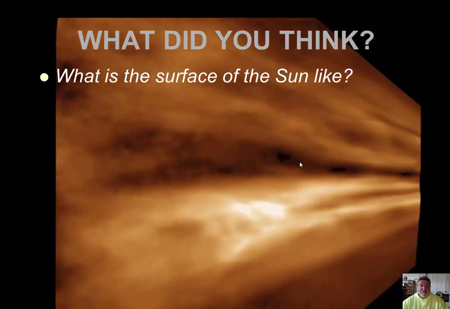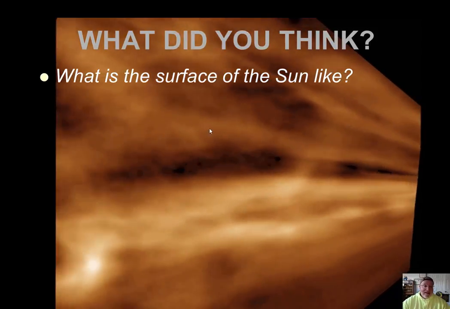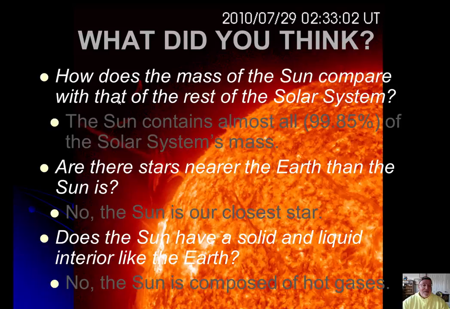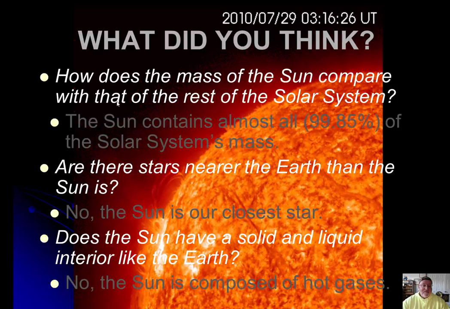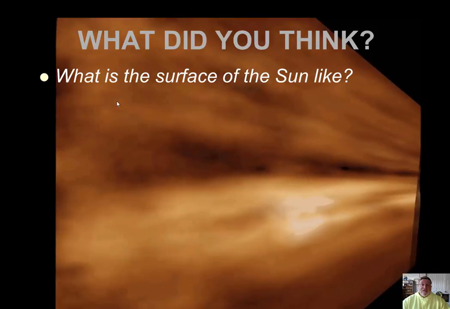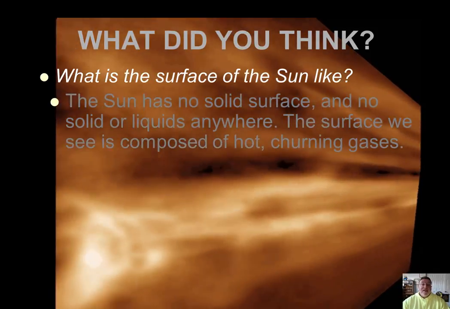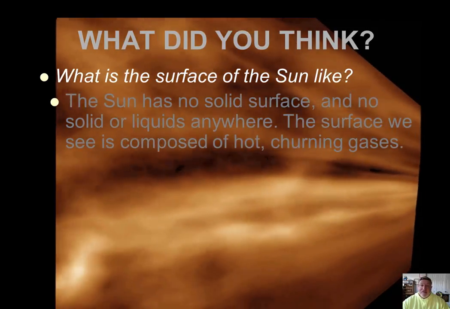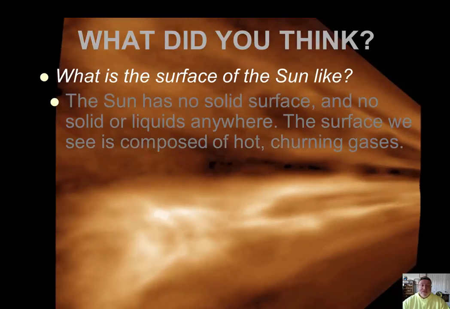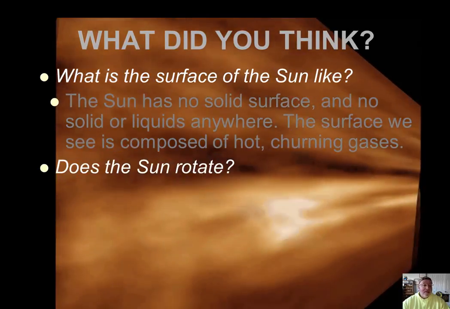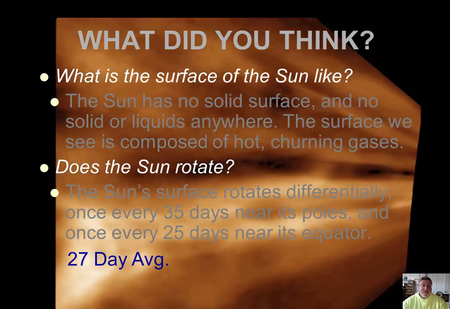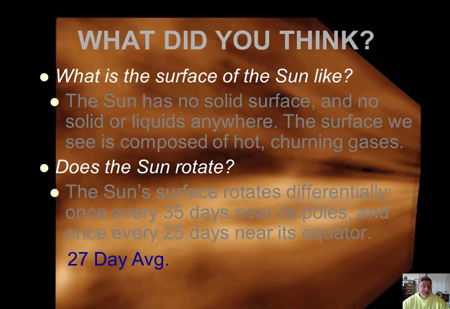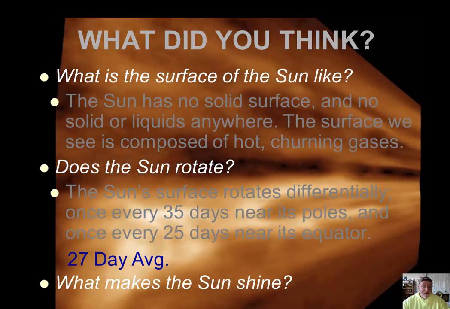And this is solar wind being made visible with visible light streaming out from the sun, which is over there. And this was another prominence forming on the sun. What is the surface of the sun like? Horrible sentence. The sun has no solid surface. It has no solid or liquid anywhere. The surface we see is composed of hot churning gases. Does the sun rotate? Yes, it does. 35-day average near its poles, 25 by its equator, so it's an average of a 27-day rotation.